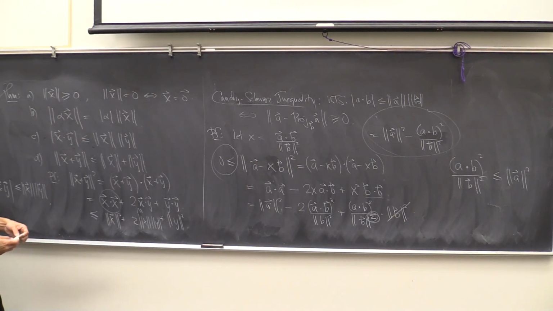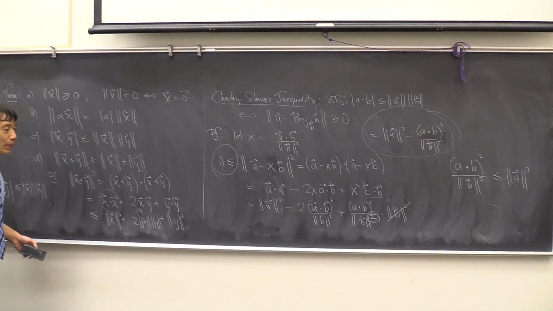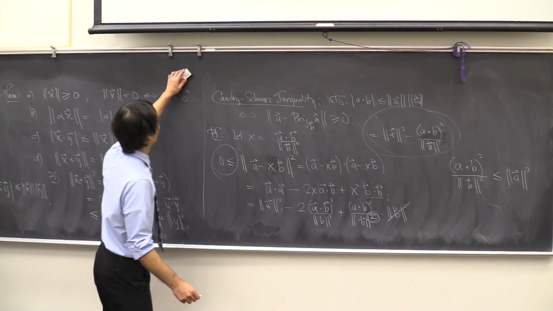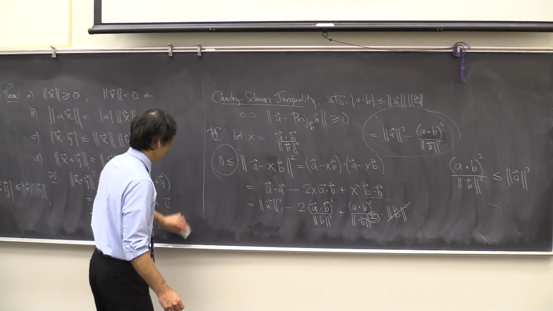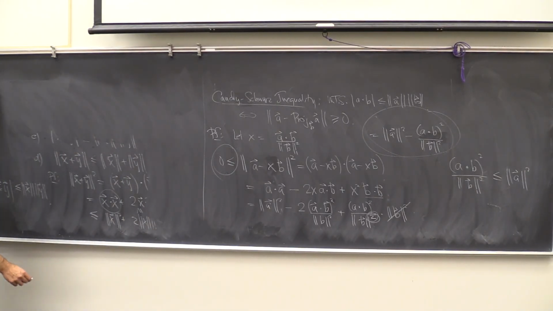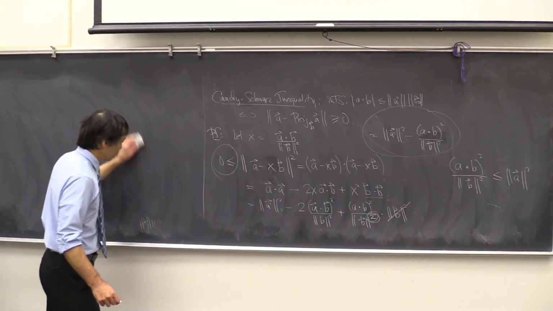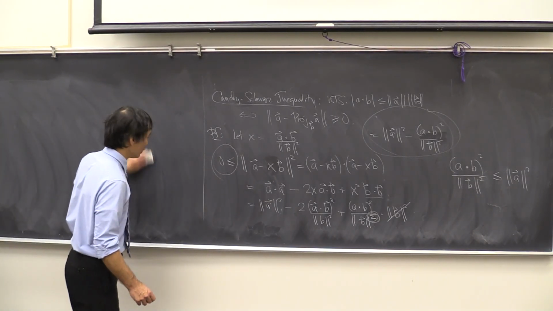Okay, so that's the proof of the Cauchy-Schwarz inequality. One of many. I have a book in my office, the whole book is devoted to different proofs of the Cauchy-Schwarz inequality. So there are other ways of thinking about it. It's useful to be able to think of things from different perspectives.